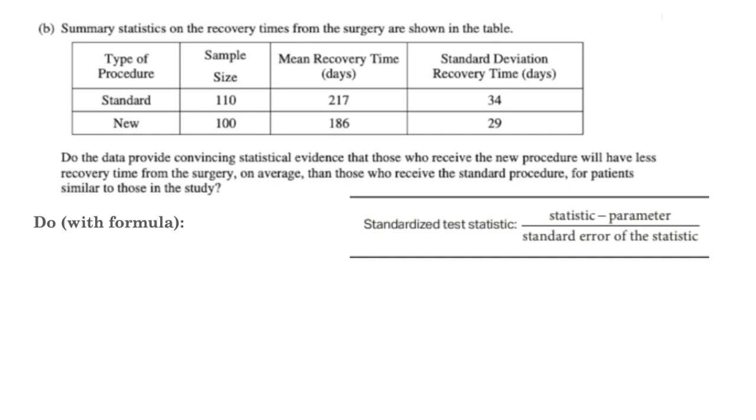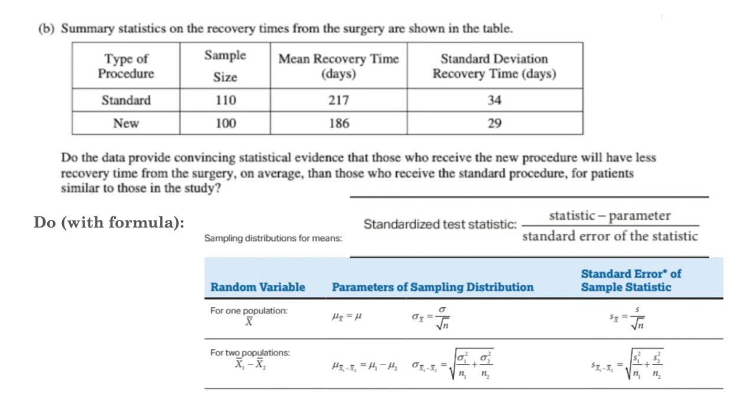So if you go further down the reference table, you'll find this. Okay, so this is for means. And we have two populations here, right? We have the standard procedure patients and the new procedure patients. So we're using that second one, that bottom row there, for two populations, x bar 1 minus x bar 2. And the standard error of the sample statistic is the square root of standard deviation squared over sample size plus the other standard deviation squared divided by sample size. So we have all that information. So that's going to be the denominator. The statistic is going to be the difference in the sample means. Statistic comes from a sample. And the parameter is going to be the difference in the population means, which are mu.